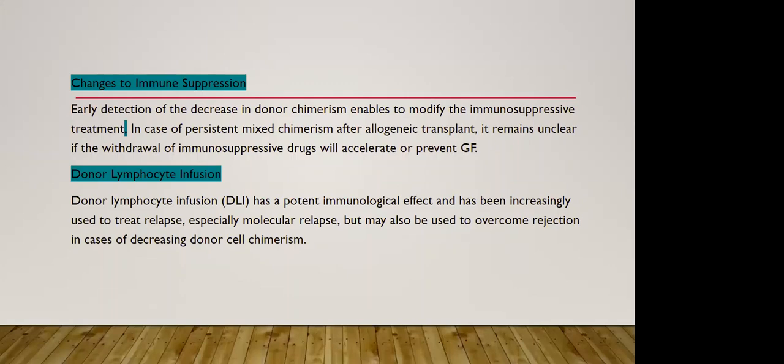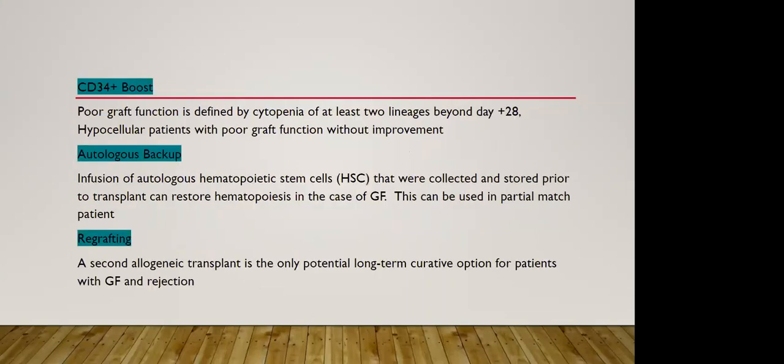The patient who had immune rejection with mixed chimerism. So next is CD34 boost. For CD34 boost, we prefer it for patients who have hypocellular marrow with poor engraftment function, probably after day 28, to 2 to 3 months, without improvement.